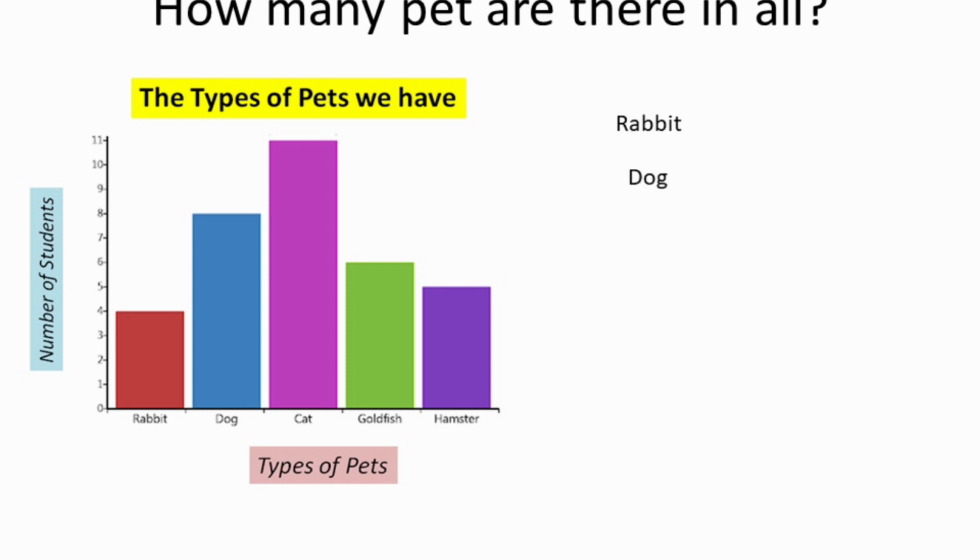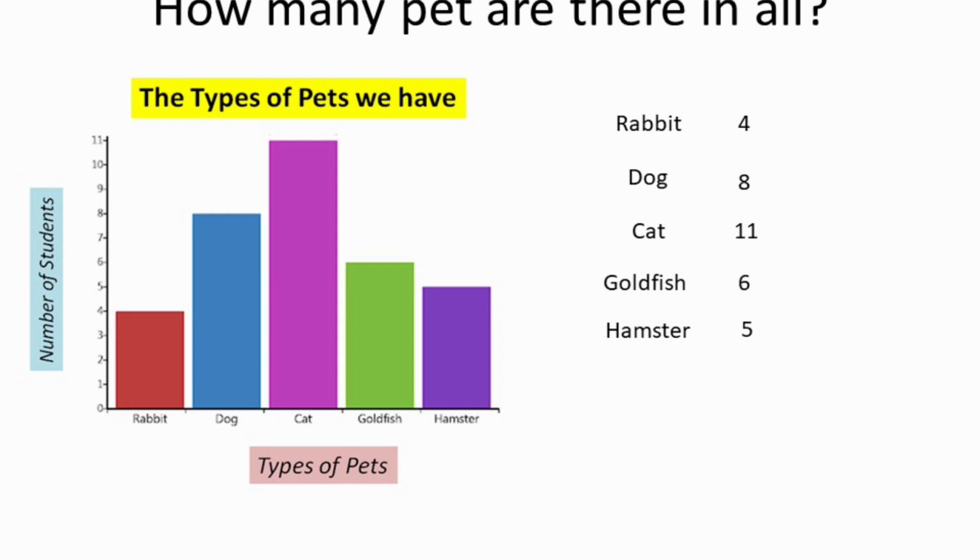So we need to know how many and what kinds of pets there are. So we have the rabbit, the dog, the cat, goldfish, and hamster. We have 4 rabbits, 8 dogs, 11 cats, 6 goldfish, and 5 hamsters.